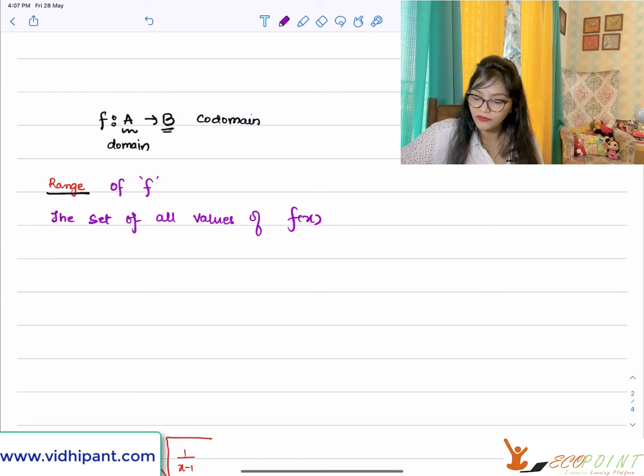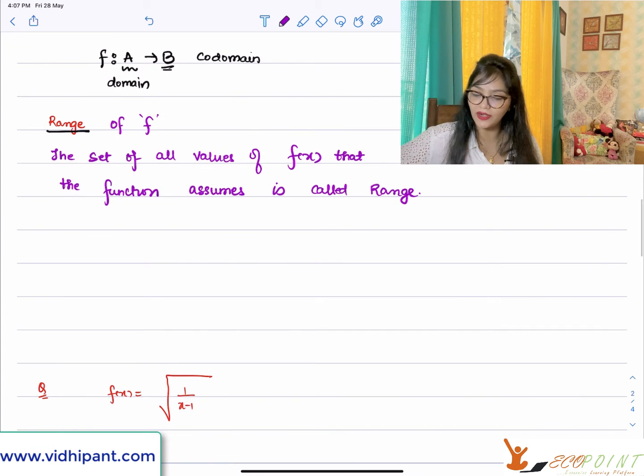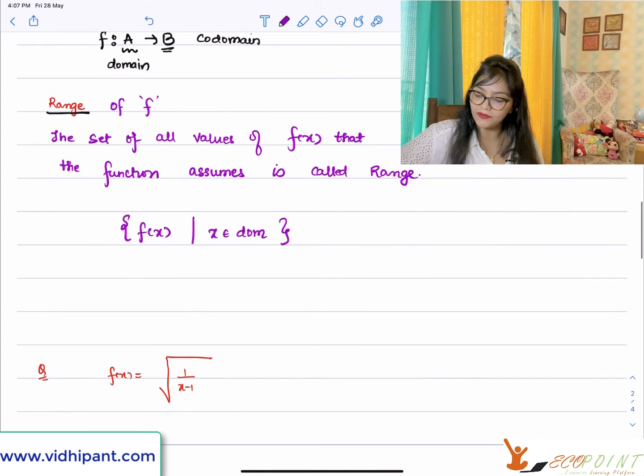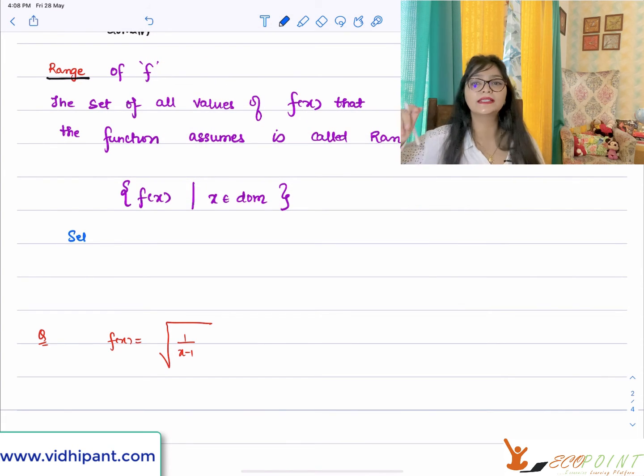So the set of all values of f(x) that the function assumes or derives is called the range. It is basically the set of all f(x)'s where x's are coming from the domain, okay?